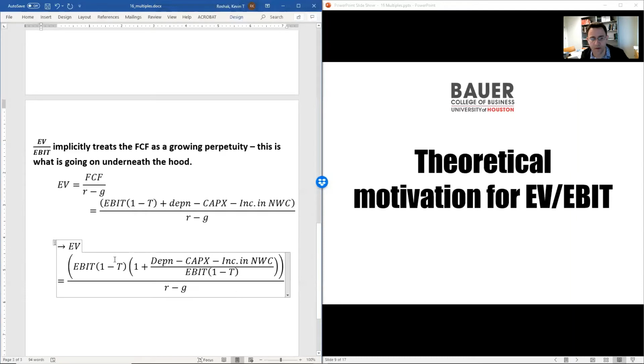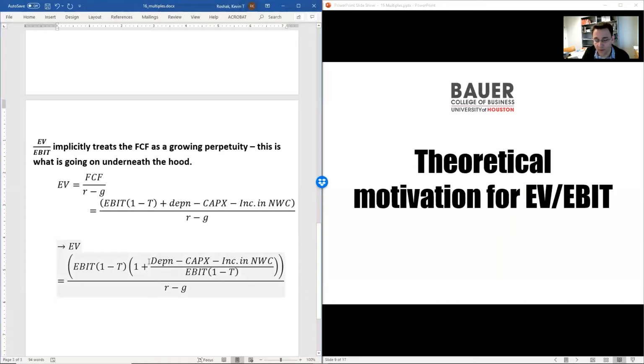Okay, so it's a little bit long, but all I did was I took this EBIT times 1 minus T, and I divided everything in this numerator by EBIT times 1 minus T. Okay, so EBIT times 1 minus T, if I divide it by EBIT times 1 minus T, I get 1. So I pull out EBIT times 1 minus T, so there's that 1 there. And then I divided everything else here by EBIT times 1 minus T.